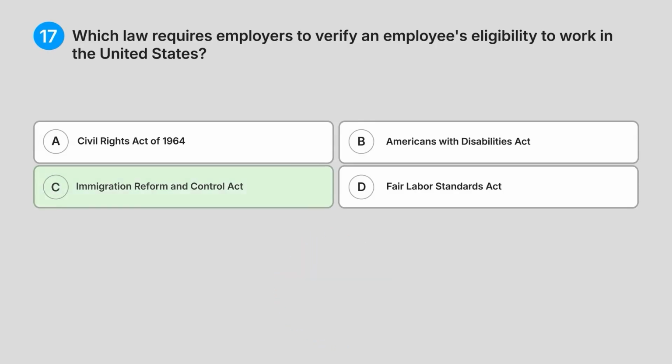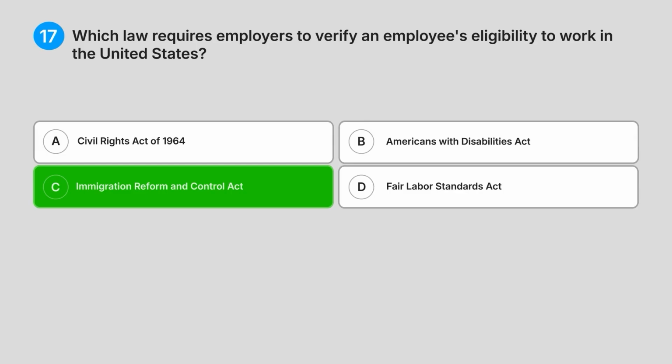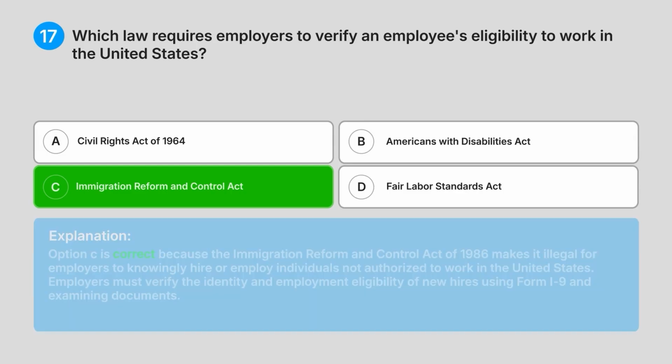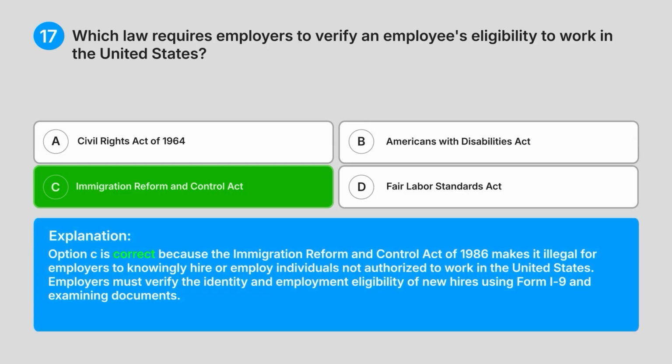Correct answer, C. Immigration Reform and Control Act. Explanation. Option C is correct because the Immigration Reform and Control Act of 1986 makes it illegal for employers to knowingly hire or employ individuals not authorised to work in the United States. Employers must verify the identity and employment eligibility of new hires using Form I-9 and examining documents.